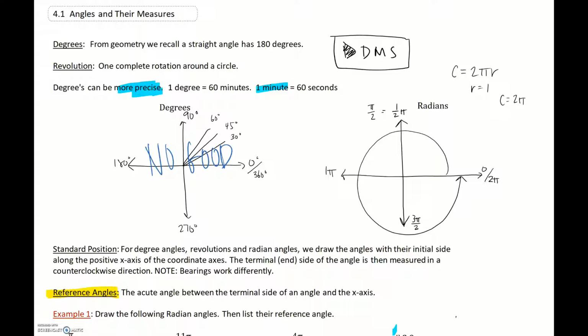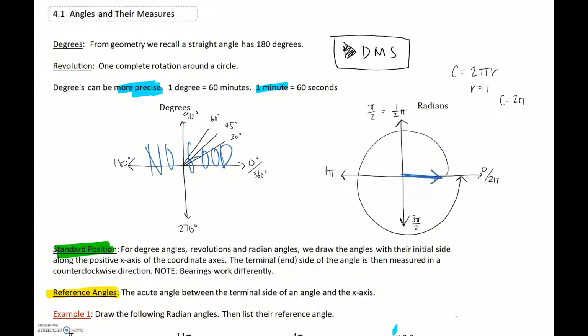But let's talk about this. What can we talk about? Standard position, probably the most important. Standard position is when you draw an angle starting at 0 degrees or 0 radians, right? So you start your angle at, let's say I'm going to do it over here in the radians, right here, that is 0 radians.